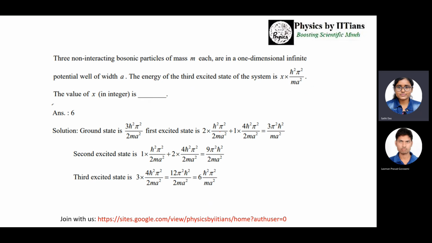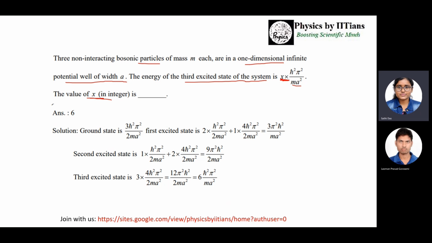And this is the next question. This question is from quantum mechanics. This is also easy to solve. The question is, three non-interacting bosonic particles of mass m each are in a one-dimensional infinite potential well of width a. The energy of the third excited state of the system is x times h cross square pi square by 2m a square. Here x is unknown, so you have to find out x.